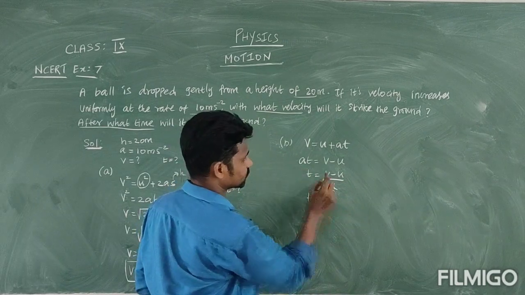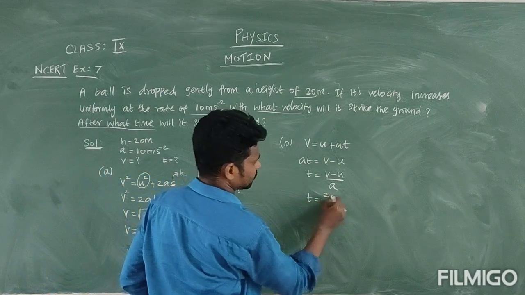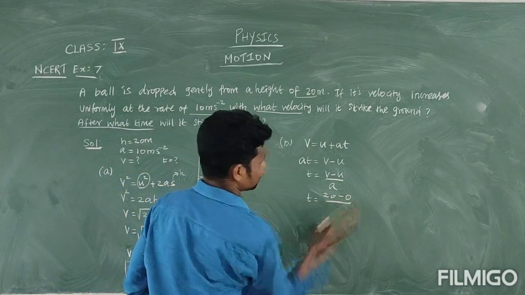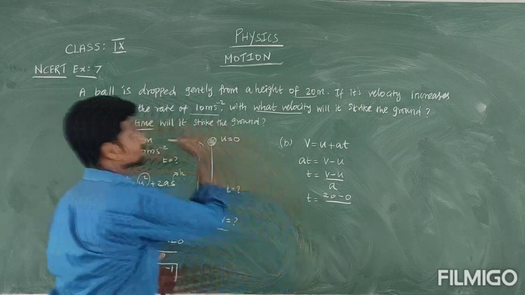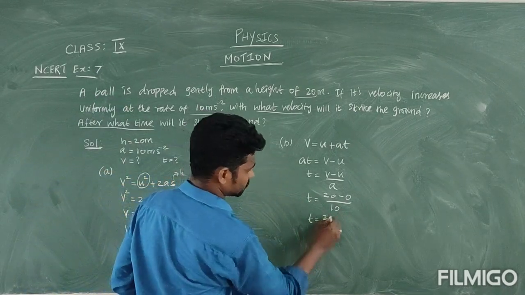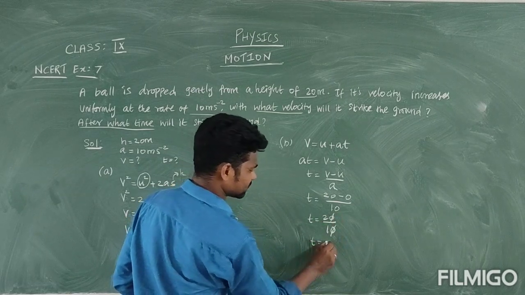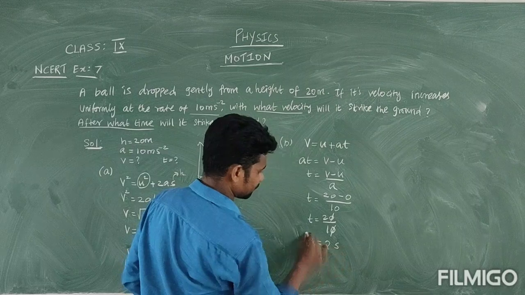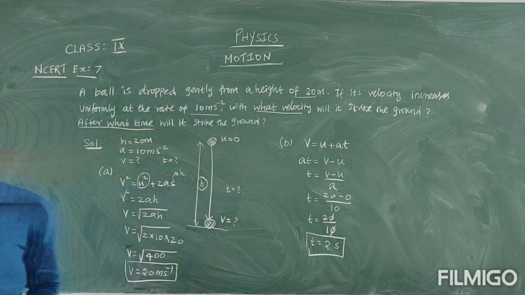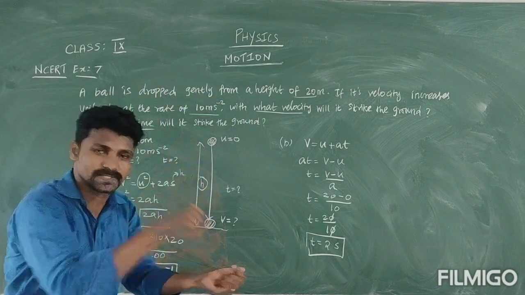Therefore t is equal to the v value we already found, that is 20, minus the initial velocity 0, divided by the acceleration, which is given as 10. So t is equal to 20 divided by 10. The zeros cancel, so t is equal to 2 seconds. So the object reaches the ground in 2 seconds.